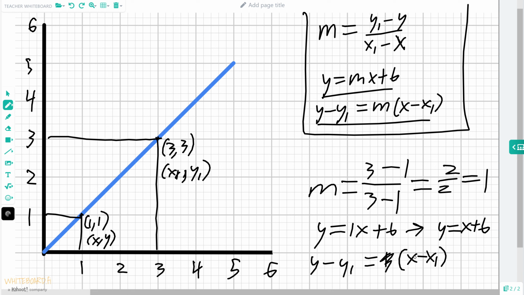So now we know this is true because if we look at the graph, basically what this 1 means is that every time you go over 1 on the x-axis, you're going to go up 1 on the y-axis. So every time we go over 1 on the x-axis, you go up 1 on the y-axis. Over 1, up 1, over 1, up 1. And we can see how all of these points are on the graph. So we know the slope is right.